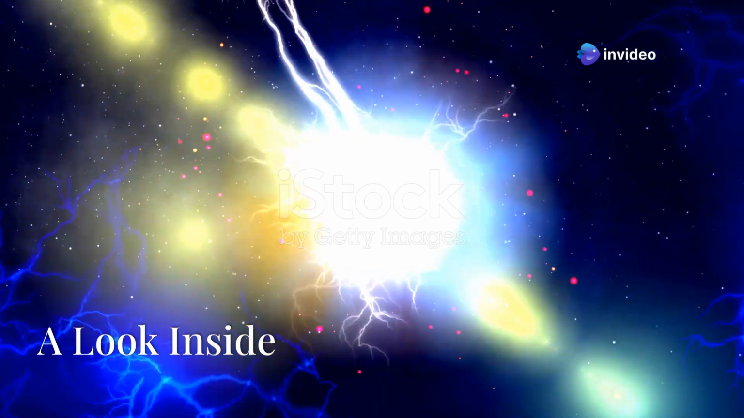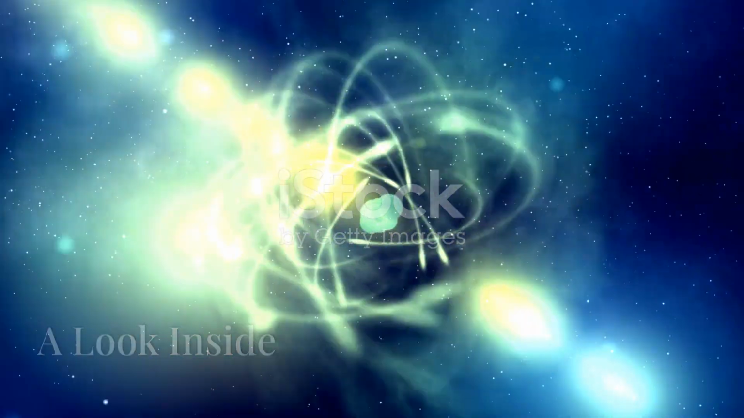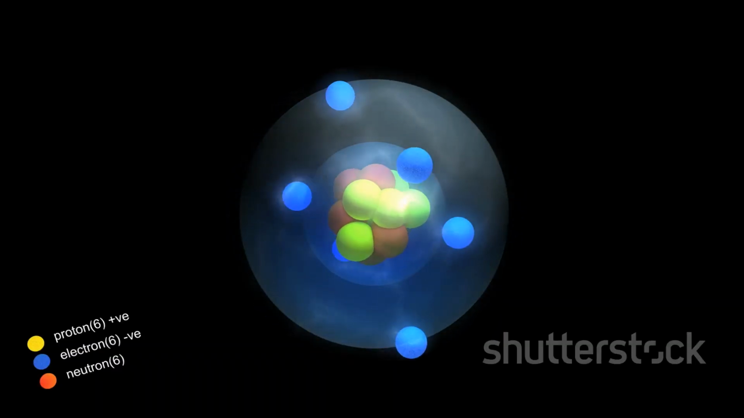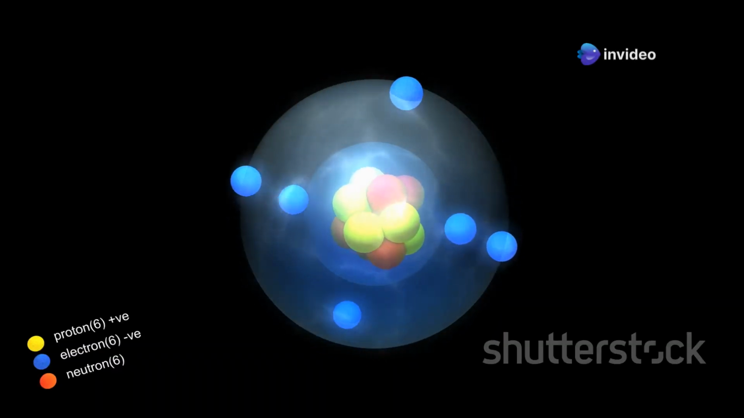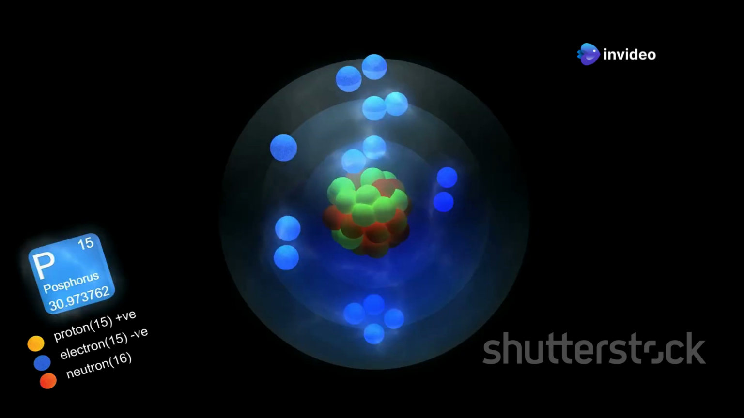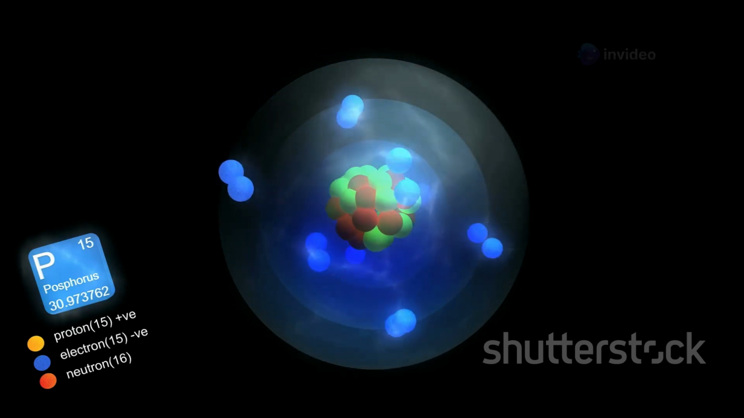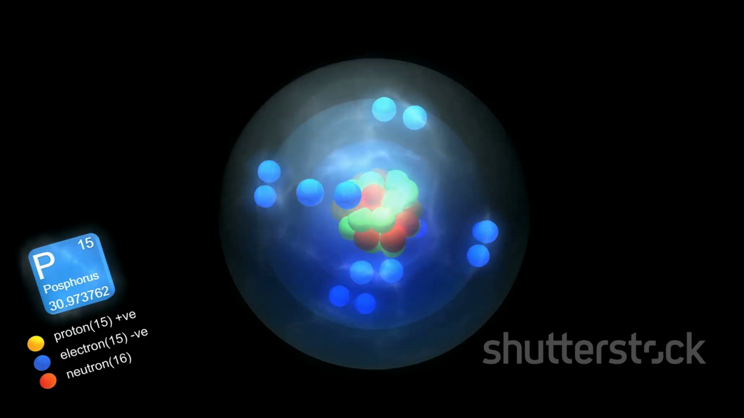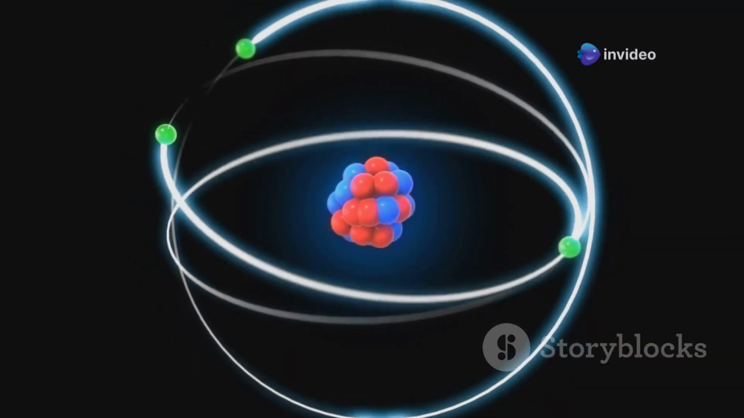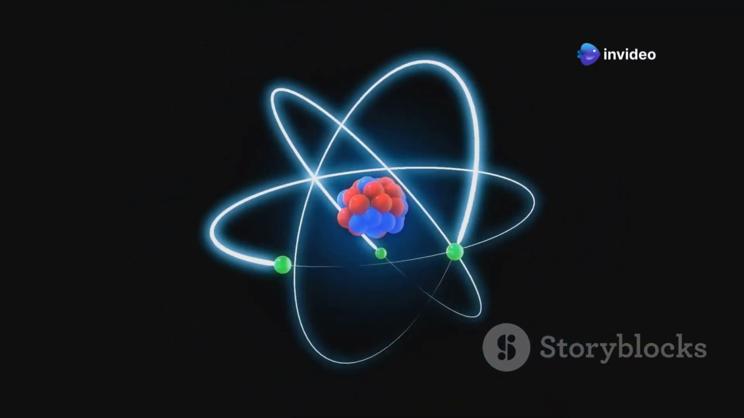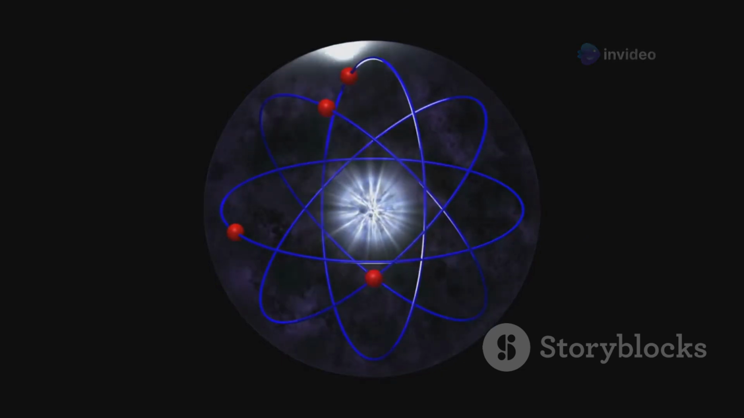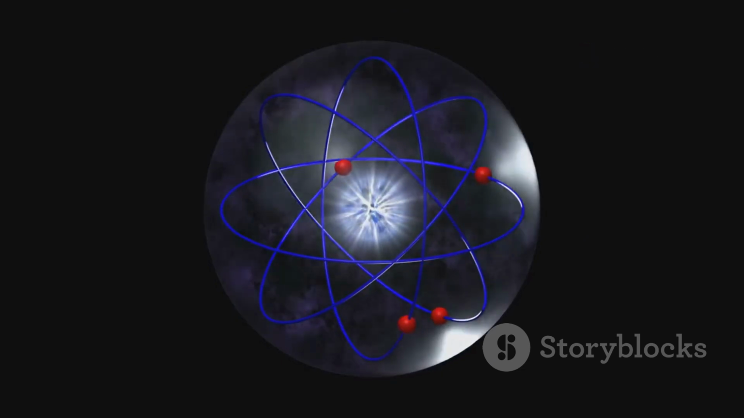Now that we know atoms are the building blocks of matter, let's take a closer look inside these tiny particles. At the heart of every atom lies a nucleus, a dense region composed of two types of subatomic particles, protons and neutrons. Protons carry a positive electrical charge while neutrons have no charge, hence the name neutron. Together, protons and neutrons make up the atom's mass. Orbiting the nucleus are even tinier particles called electrons. Electrons carry a negative electrical charge and are constantly in motion, whizzing around the nucleus at incredibly high speeds.